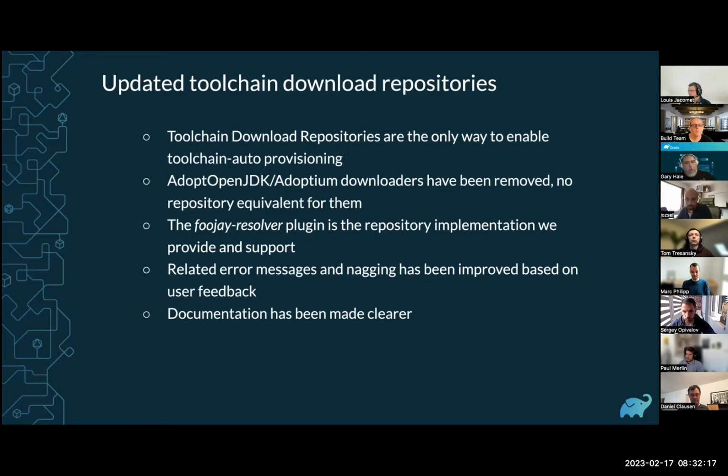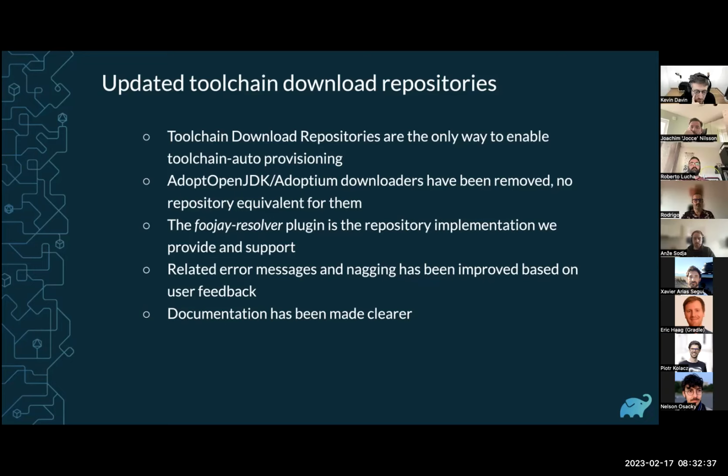The toolchain download repositories, which were developed and introduced in 7.6, become the only choice to configure toolchain auto provisioning in 8. This happened via removing the Adoptium and Adopt OpenJDK downloaders, which were the legacies at this point. And there is no equivalent repository plugin to replace them. We have developed a new toolchain resolver called the Foojay resolver.